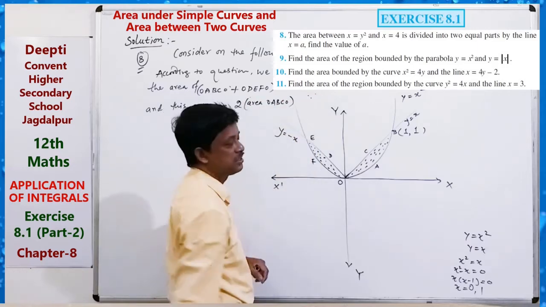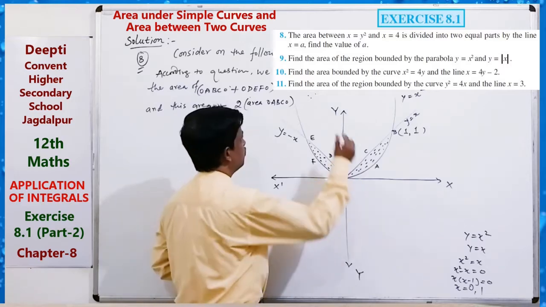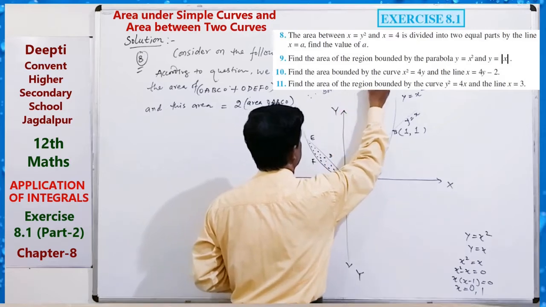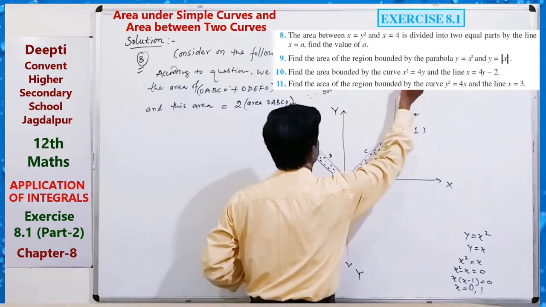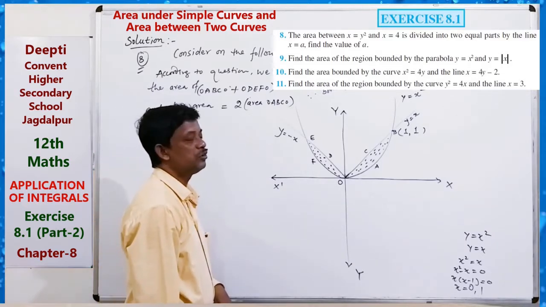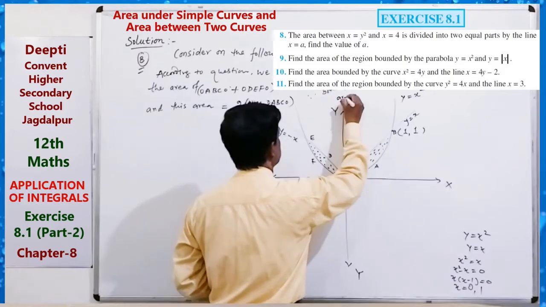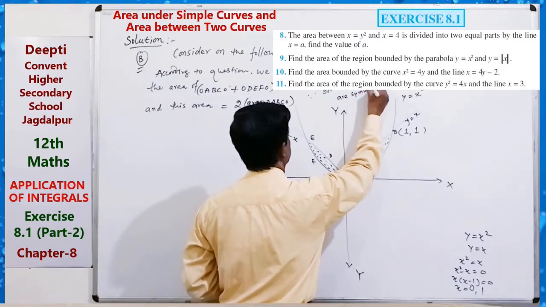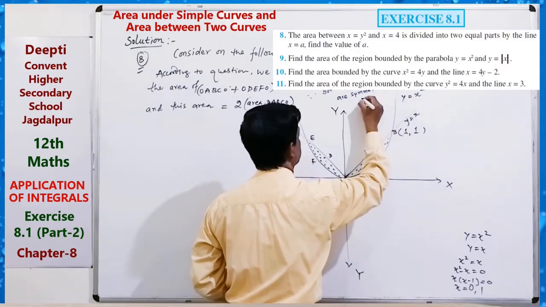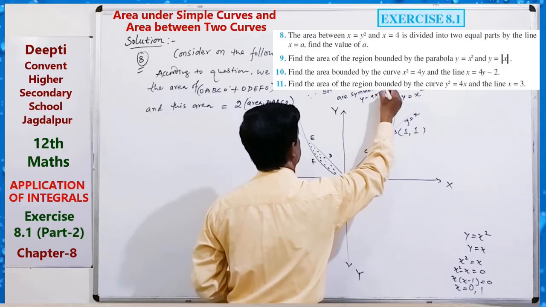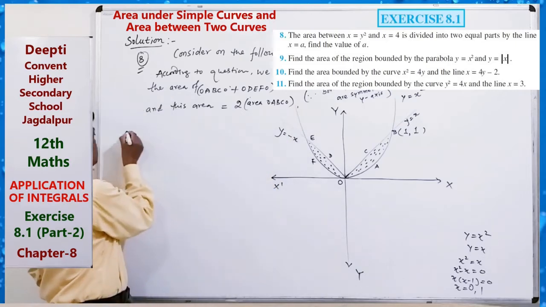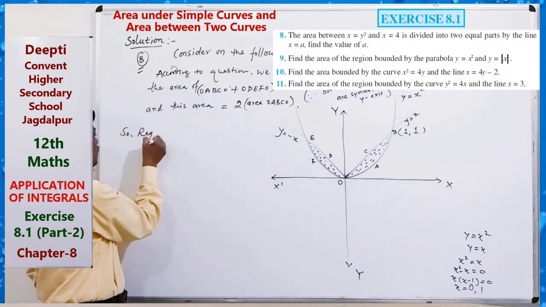Since, you have to write, since both y equals mod x and y equals x square are symmetric about the y-axis. Okay, this is the reason. Clear?